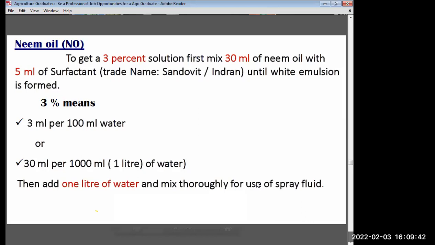We must make it mixable using a soap solution. Which soap solution? Agriculture-related soap solution is the best. If you use Kadi bar soap or any ordinary soap, it may detoxify or reduce the effectiveness of the neem oil. Please, next.